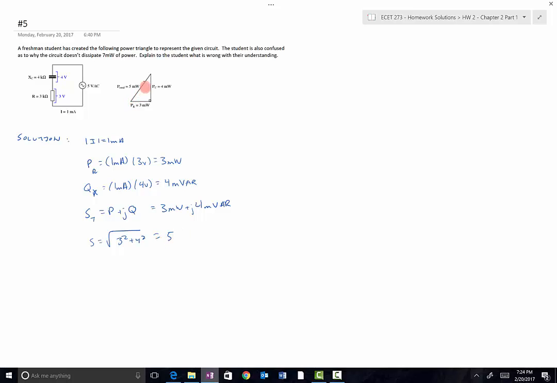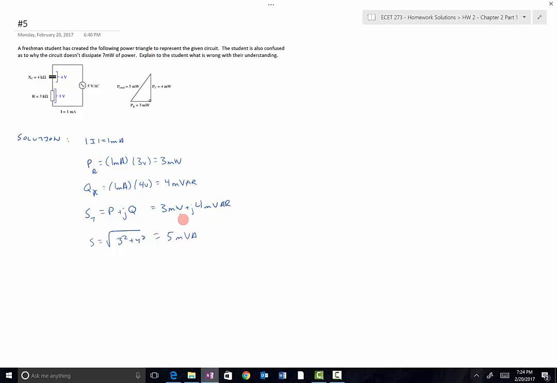However, the unit for the apparent power is not watts or vars, but instead volt amps, VAs. Usually this is said volt amps, not VAs. So we've got watts, vars, volt amps there. Of these, only one is real power, and that's that 3 milliwatts.